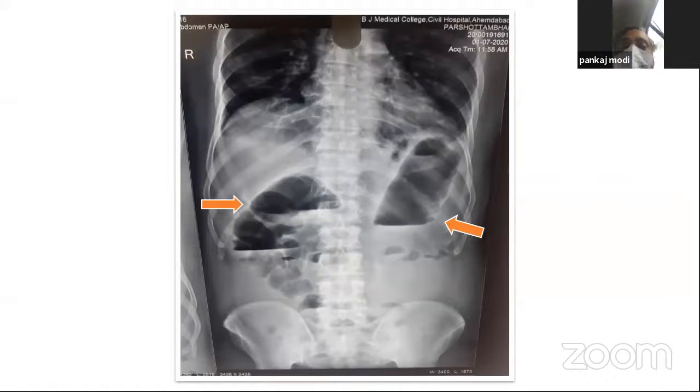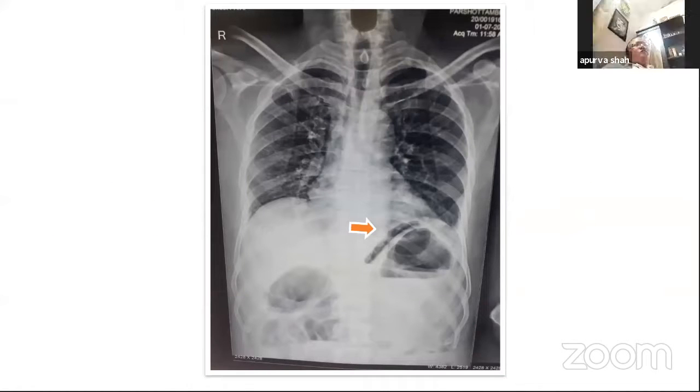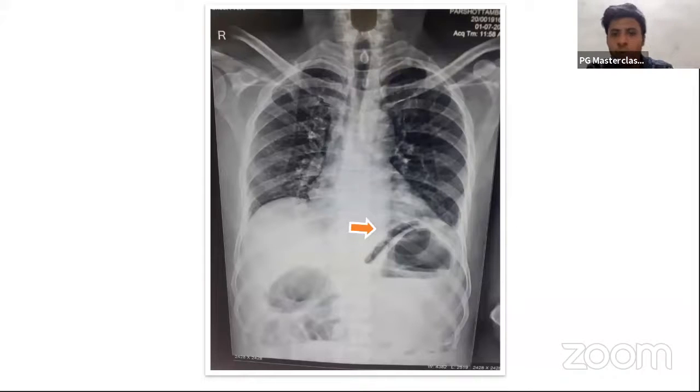Rahul, this was the X-ray actually. The first X-ray was this one. No sir, the first X-ray was this. Which showed only gas shadows. So what is the difference between the two X-rays, Rahul?